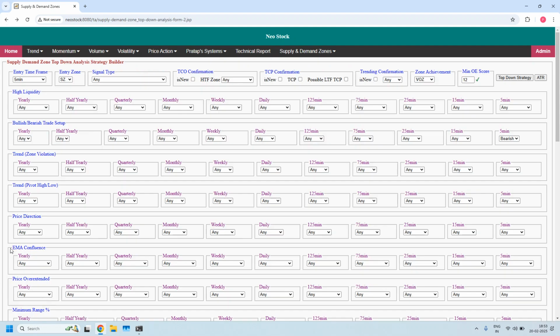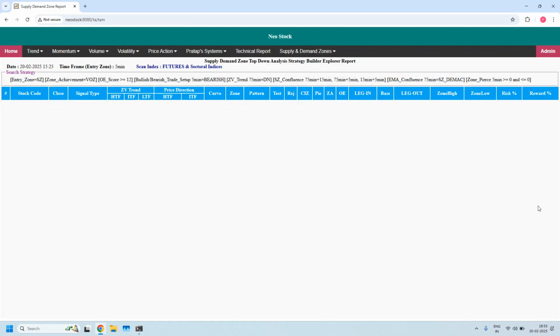In the EMA confluence at the 75 minutes time frame, I'm setting the filter: 75 minute supply zone having daily EMA confluence or not. At the same time, the trend on the 75 minutes time frame should not be sideways. It can be downtrend because it is a bearish trade setup. So with these filters, we don't have any zone confluence or EMA confluence support. So this is about the bearish trade setup for hourly income trade.